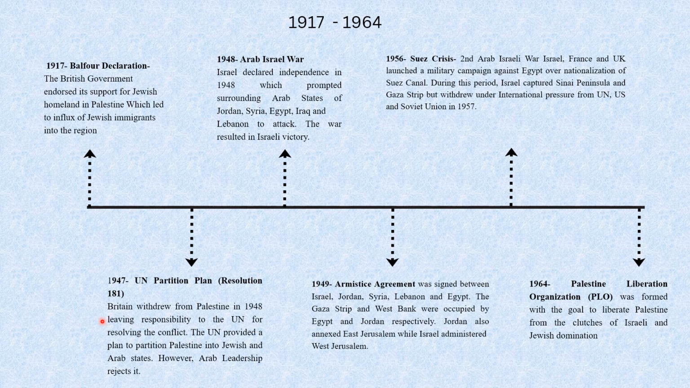Next come the 1947 UN Partition Plan or the two-state solution. It was known as Resolution 181. The British withdrew from Palestine in 1948, and it left the responsibility for resolving this conflict to the UN. Finally, the UN provided a partition plan to partition Palestine into Jewish and Arab states. However, Arab leadership rejected it.